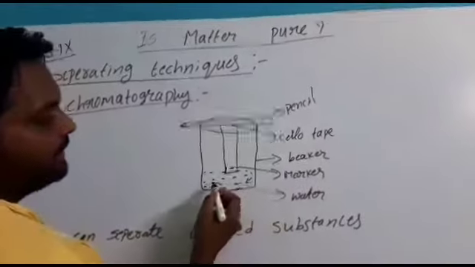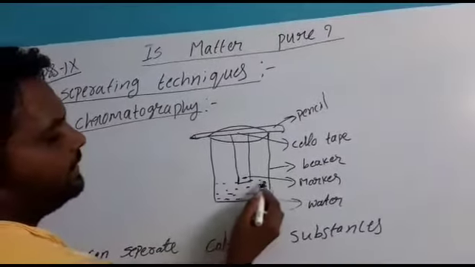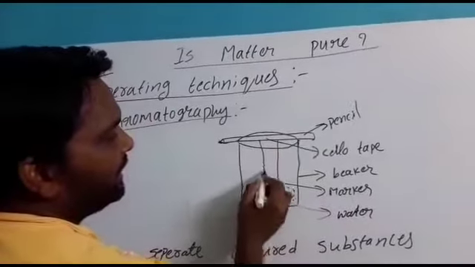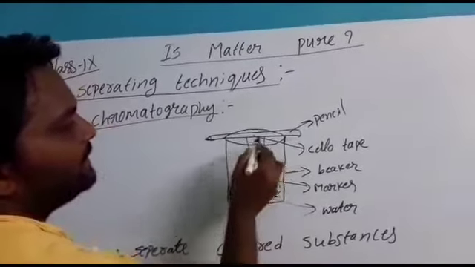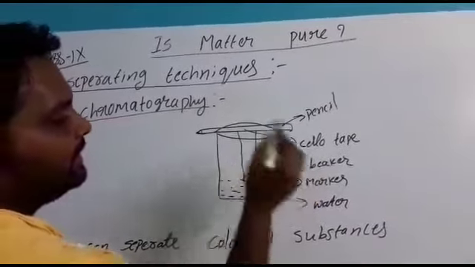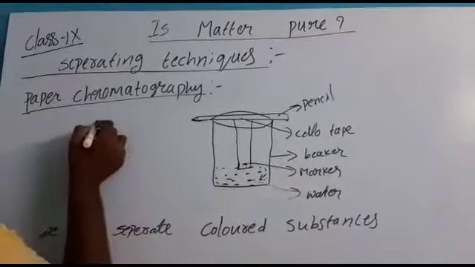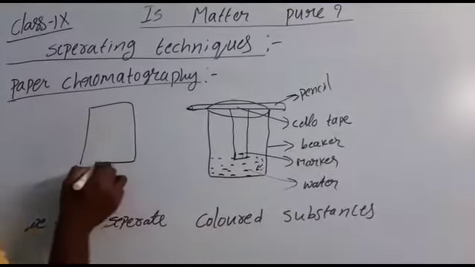In this beaker you take some quantity of water. After that, one filter paper is required, and a pencil. These are the requirements. Cello tape. These are mainly what we need. So you just take one marker. You just take one filter paper like this.